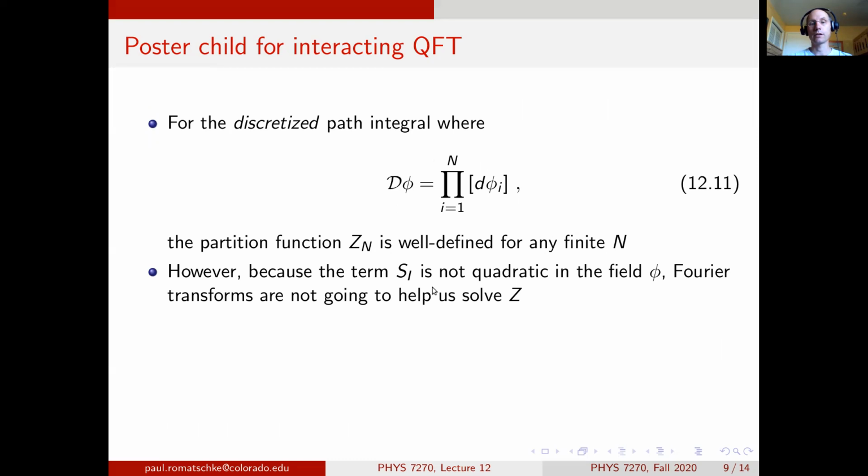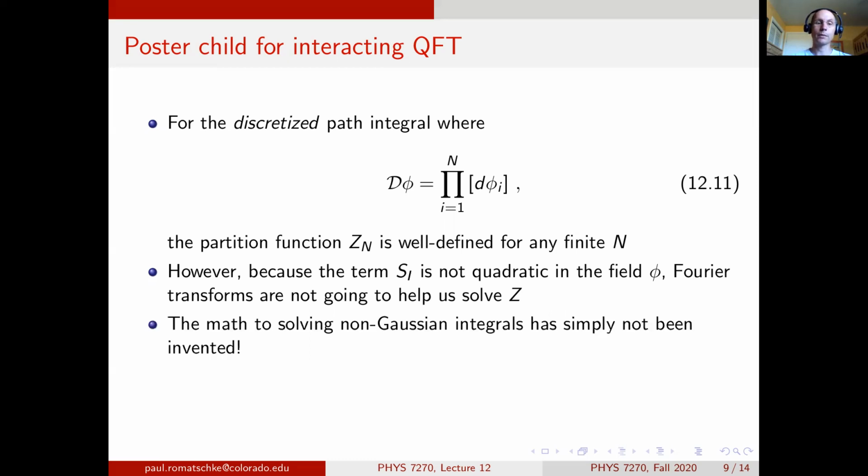Unfortunately, however, the interaction term S_I is not quadratic in the field phi. So once that's the case, Fourier transforms, those that helped us solve the free partition function, are not going to do the trick of solving the interacting quantum field theory with a quartic coupling phi to the 4. The math for solving non-Gaussian integrals simply has not been invented.